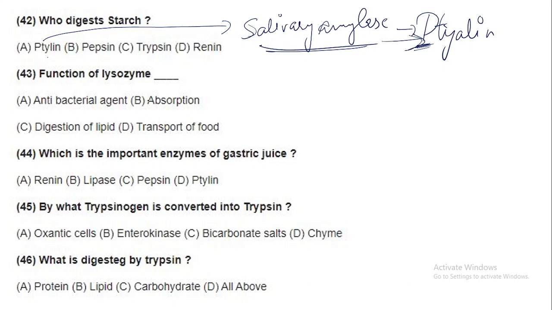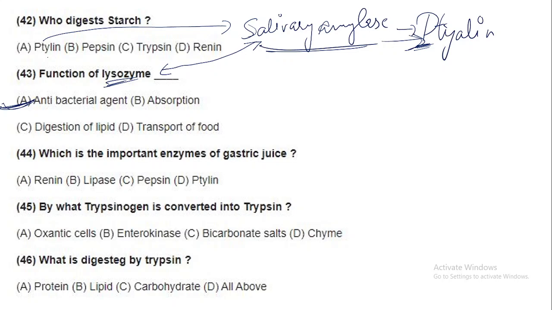Function of lysozyme. Is it an antibacterial agent, or does it help in absorption or digestion of lipids, or transport of food? Please recollect, where have you heard of lysozyme? Something similar to this. So lysozyme is secreted as a part of saliva, and it is an antibacterial agent.